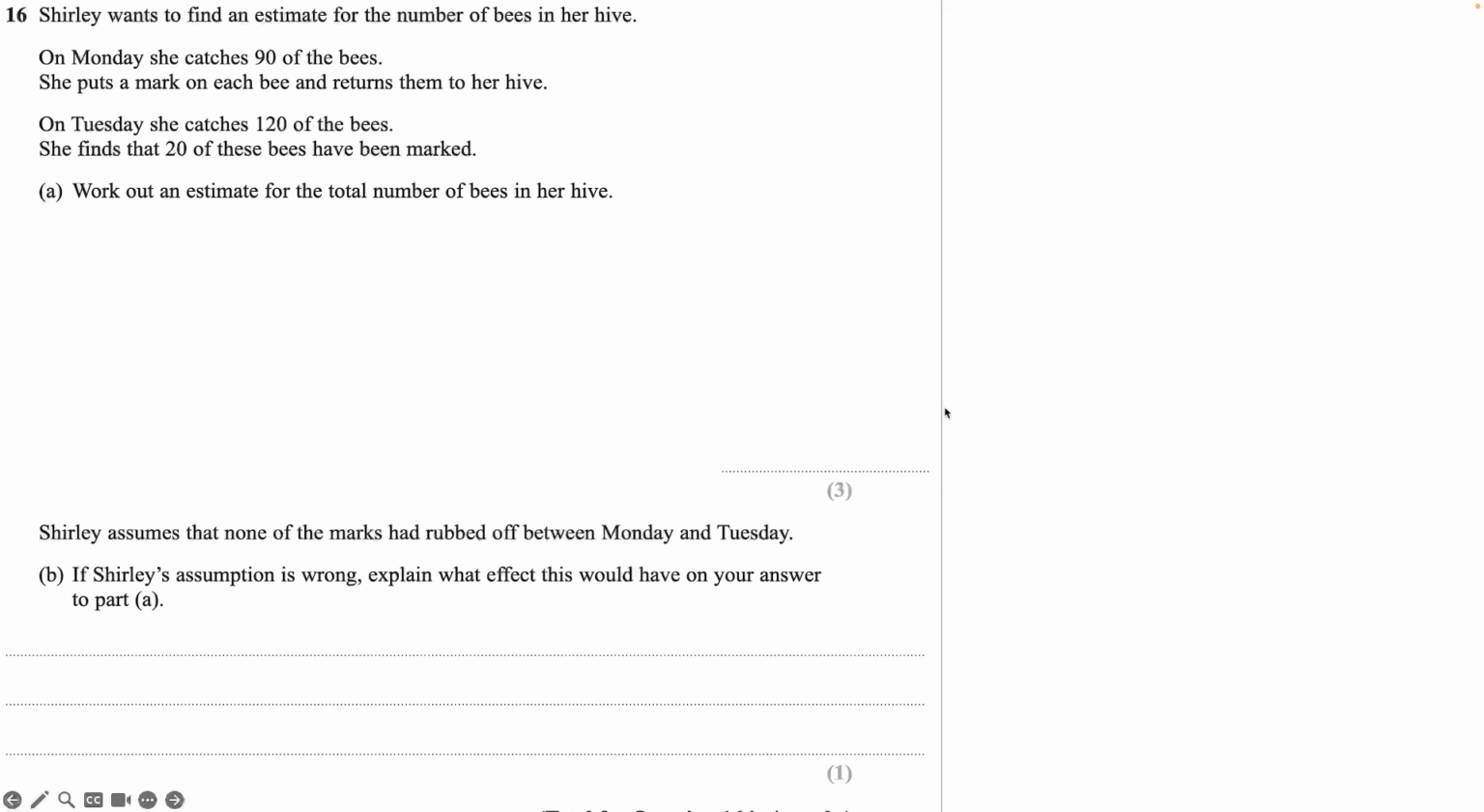Cool. Question number 16. This is one of those capture-recapture questions. You've kind of just got to know how to do these by heart. So Shirley wants to find an estimate for the number of bees in her hive. On Monday, she catches 90 of the bees. She puts a mark on each bee and returns them to the hive.